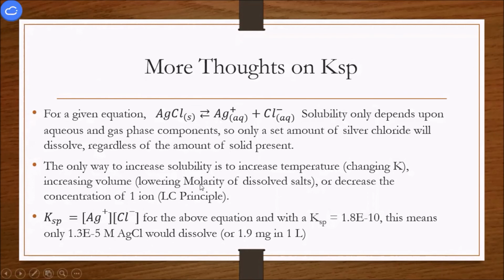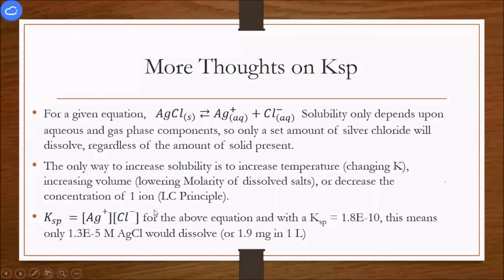So the only way to increase the solubility is, 1, change the temperature. 2, change the volume. If you have more volume, you're going to lower the molarity of everything involved, and so more can dissolve. Or 3, decrease one of these ions through Le Chatelier's principle. So if some of the chloride gets used up and put into something else, then suddenly more silver chloride can dissolve because KSP relies on the concentration of this times the concentration of that.